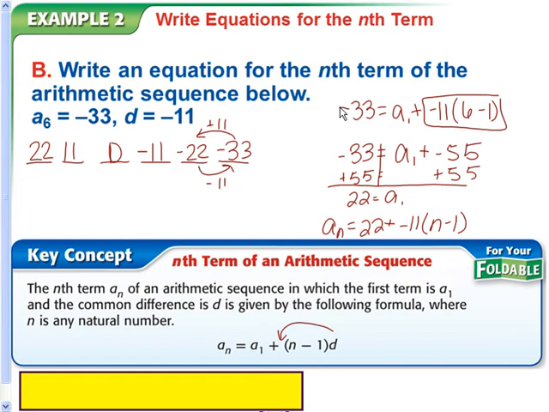Okay, we didn't actually finish this out because we should really distribute this 11 through. So coming over here, I've got a sub n equals 22 minus 11n plus 11. And then combine like terms: negative 11n plus 33.